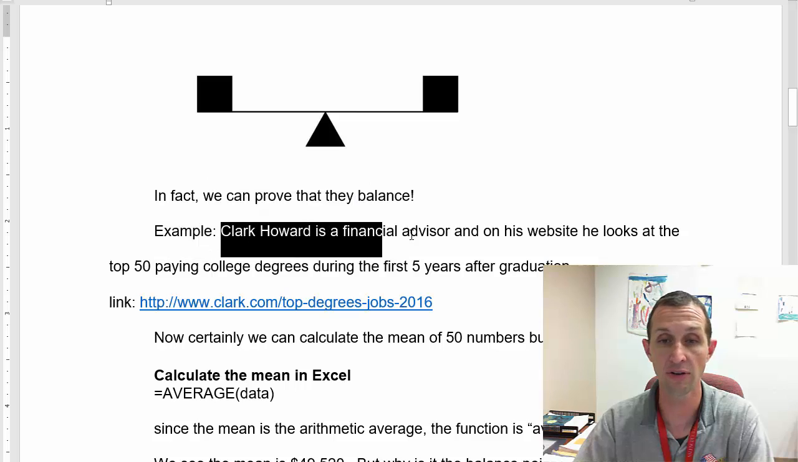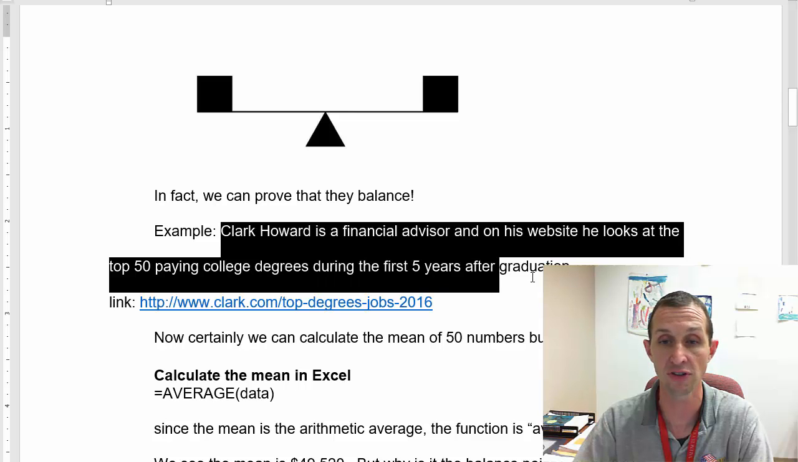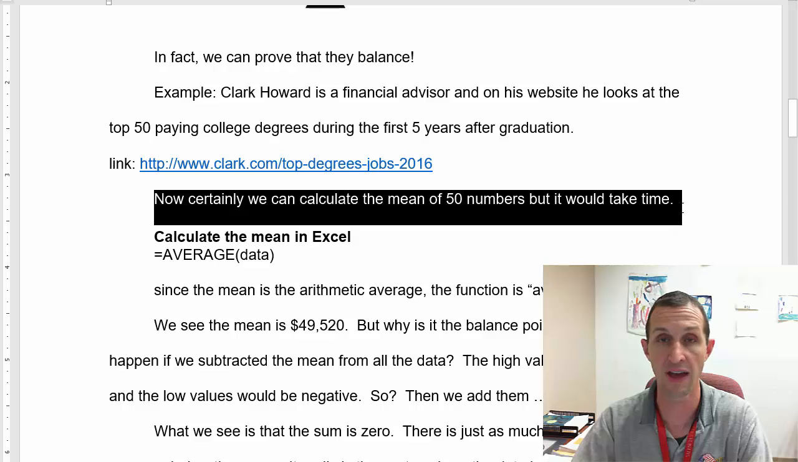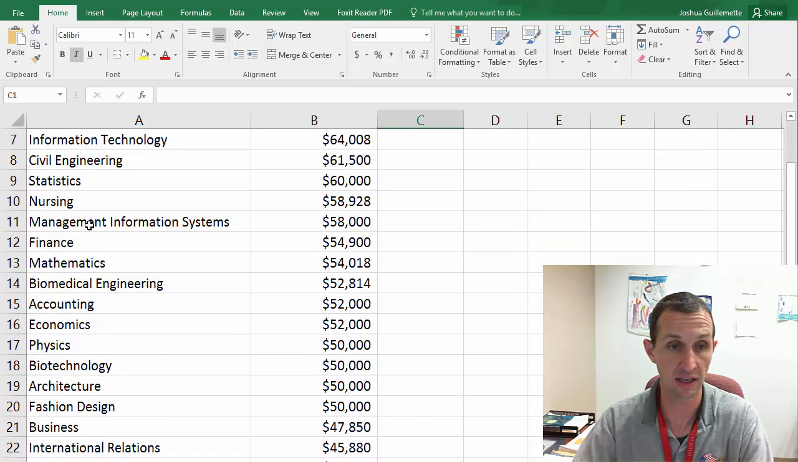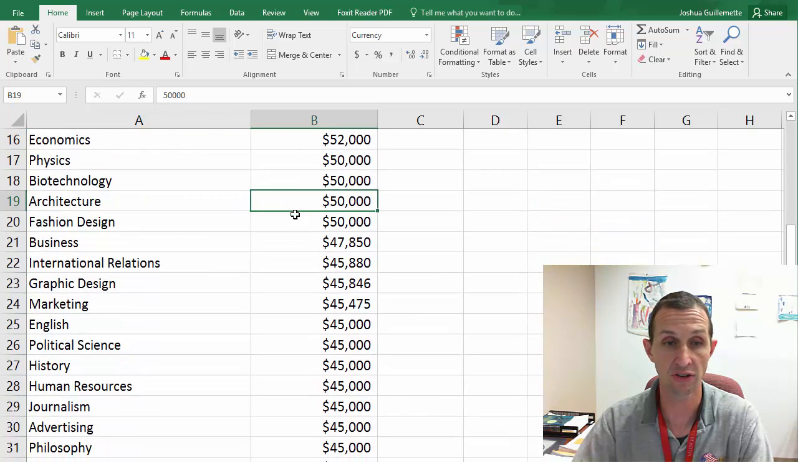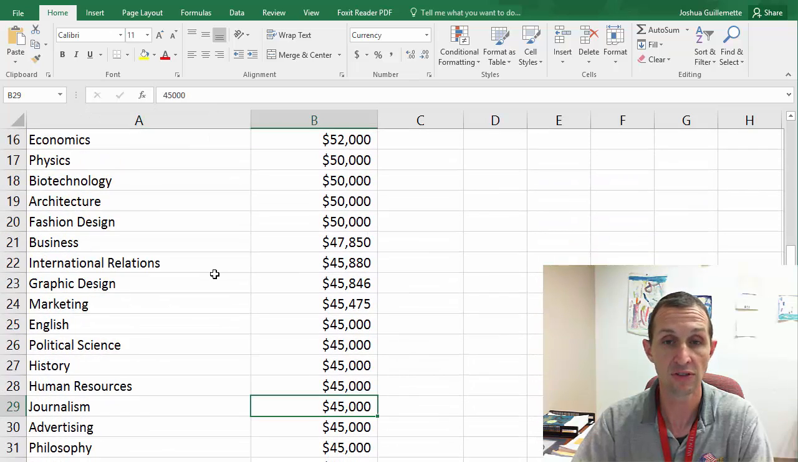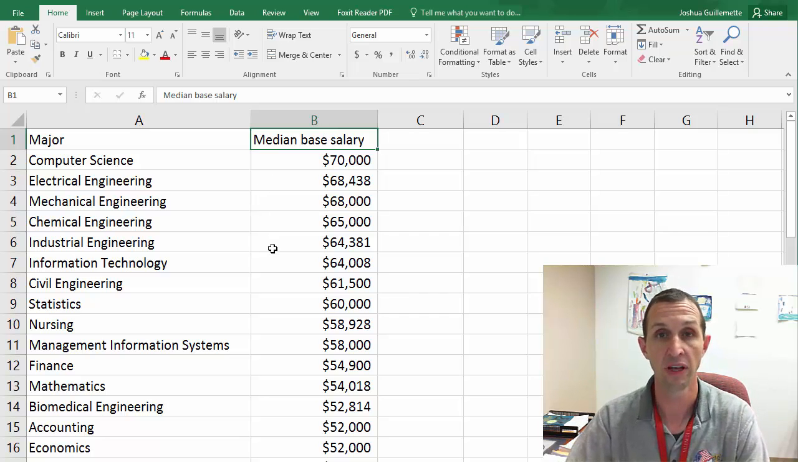So a nice example, Clark Howard is a financial advisor, and on his website, he looks at the top 50 paying college degrees during the first 5 years after graduation. And I actually provided a link so that you can look at it. Now, we can certainly calculate the mean of 50 numbers, but that would take time, right? So here's the actual data right here. And so you see each of the degrees, mathematics, 54,000, right? Architecture, 50,000. English, 45,000. Journalism, 45,000. So this is the median salary after 5 years, right? Graduated from college. So I've got those there.